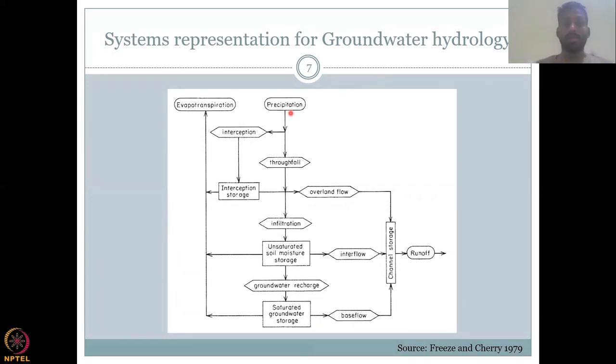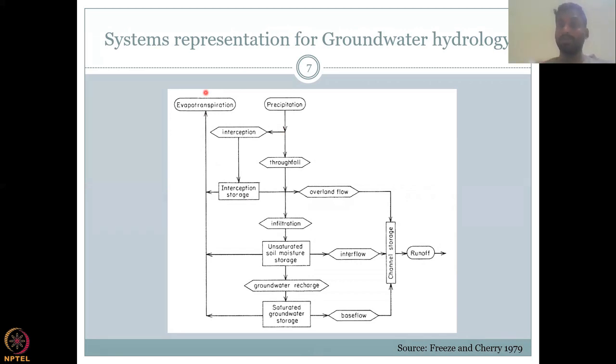Part of the water is getting intercepted. Interception means you're stopping the water, right? So you're stopping the water through what? Trees, plants. Think about the atmosphere. You have a cloud and then rainfall occurs. The first thing it hits is not the land, but your trees, branches, and then it comes down. So that is called interception. There is some water stored in interception. The remaining water goes out as evapotranspiration.